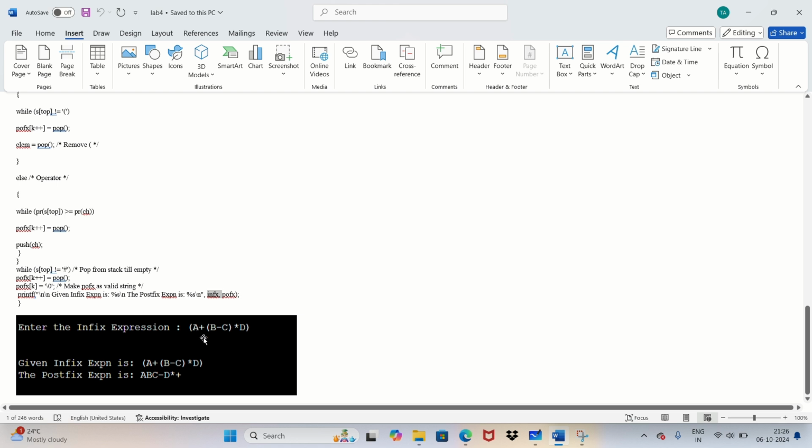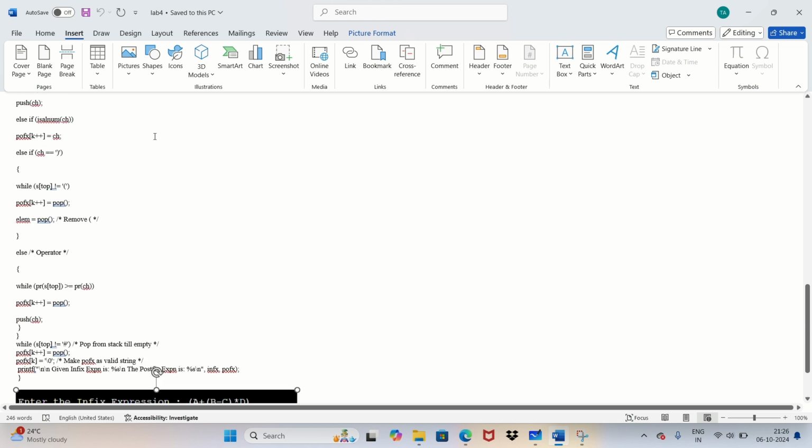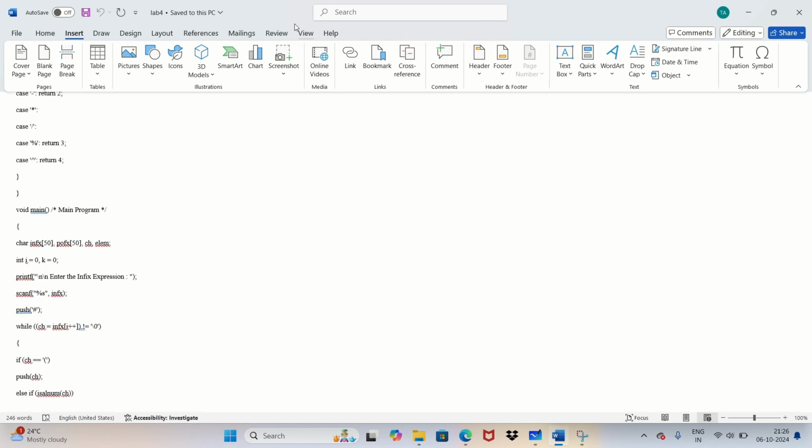So this was the output when you type this particular infix expression. This is the postfix expression you get after doing this operation. Hope this is understood. Thank you.